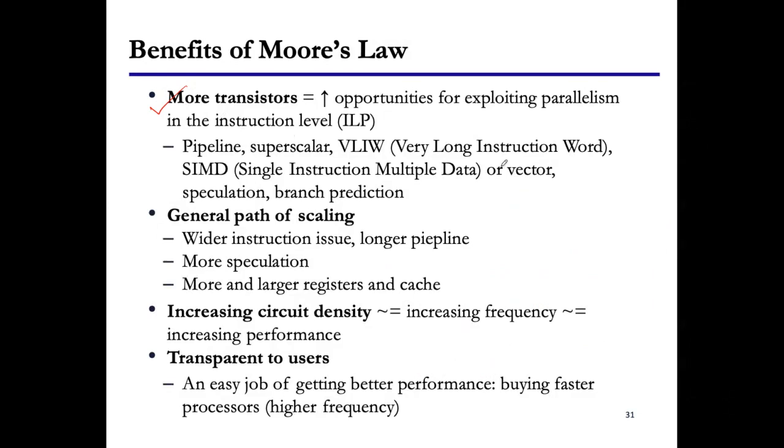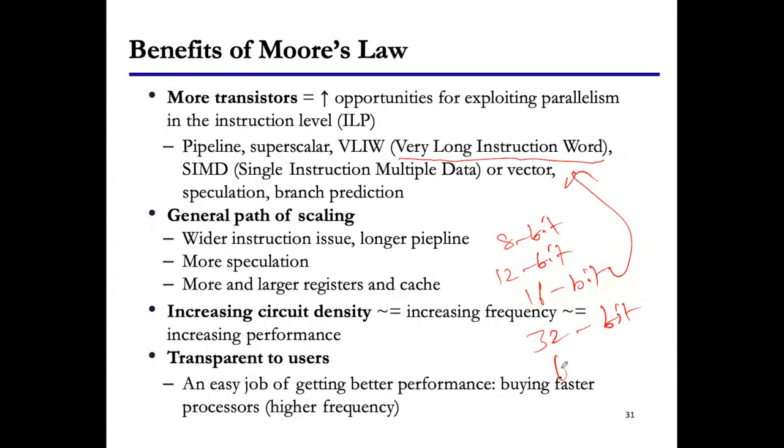It says that if more transistors are there, then there is exploitation of parallelism at the instruction level, so pipelining or superscalar execution can happen. That is possible with the help of very long instruction words: instead of only 8-bit instructions, it can execute 12-bit or 16-bit instructions by increasing the processors. That we call the word. And very long word means 32-bit or 64-bit instructions can also be executed.